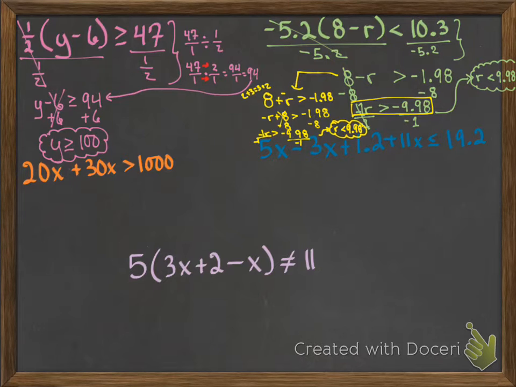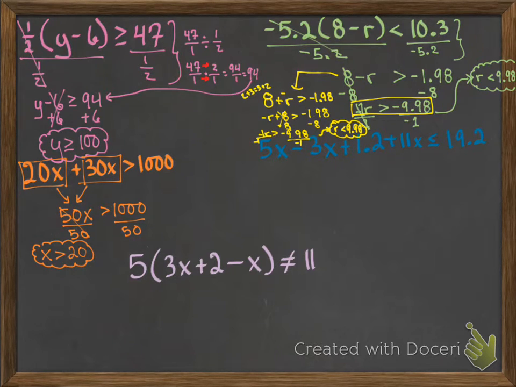Let's look at that orange one. 20x plus 30x is greater than 1,000. So I see they both have x's, so let's combine like terms. 20x plus 30x gives me 50x. 50x is greater than 1,000. How do you get x by itself? You're going to divide each side by 50. 50's cancel on the left. X is greater than 20. So when you see like terms, combine them before doing additional steps.